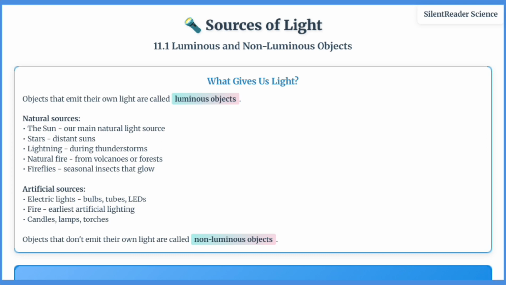Objects that don't produce their own light but reflect light from other sources are called non-luminous objects. The moon is a perfect example. It doesn't produce its own light but reflects sunlight, which we see as moonlight. All planets in our solar system, including Earth, are non-luminous. They shine by reflecting sunlight.